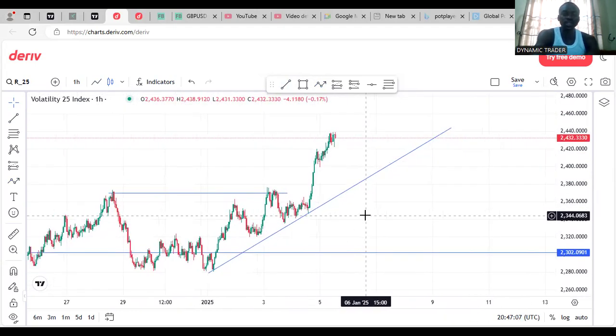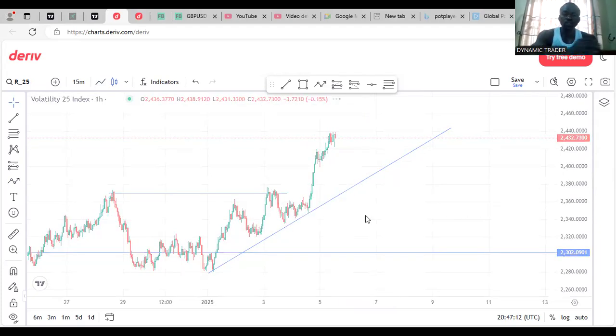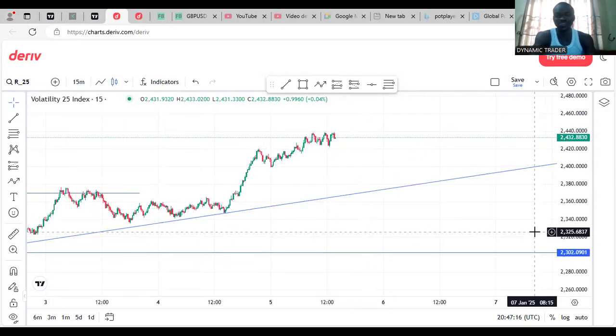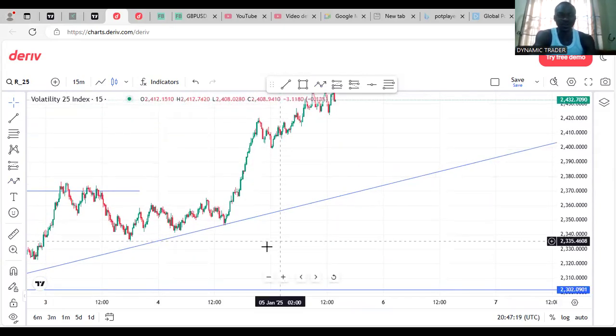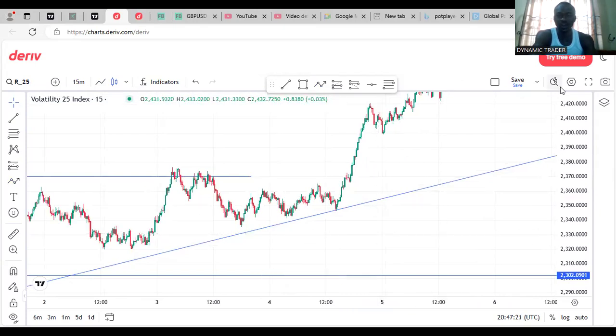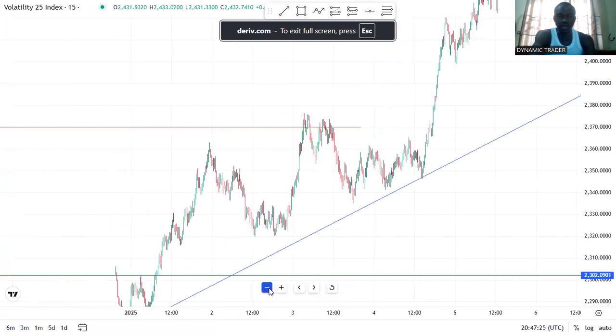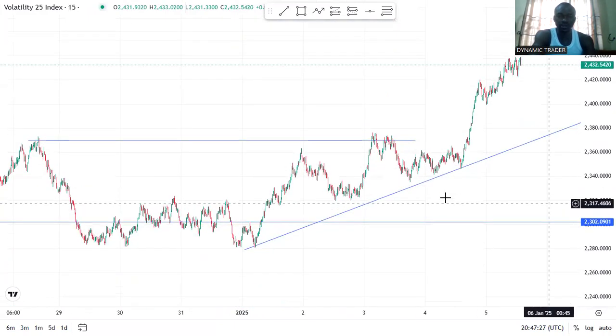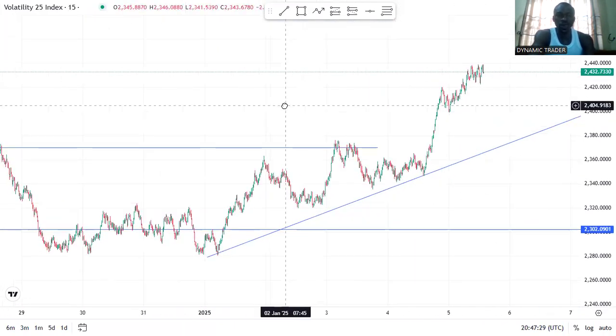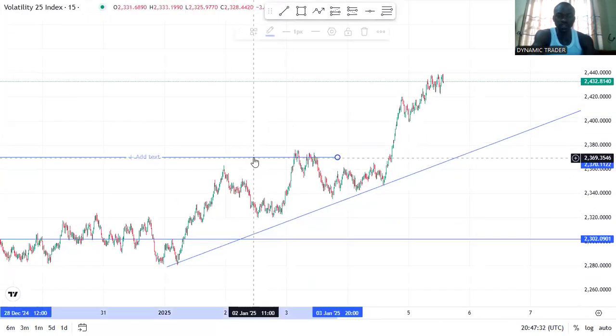All right. Then we scale down to the 15-minute time frame. So coming down to the 15-minute time frame. Sorry that I'm rushing the class. I'm rushing because I don't want this class to be too long. So let me shrink this chart this way. On the 15-minute time frame, we've also seen that.